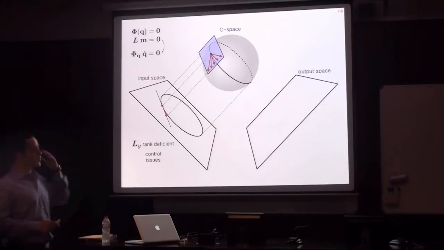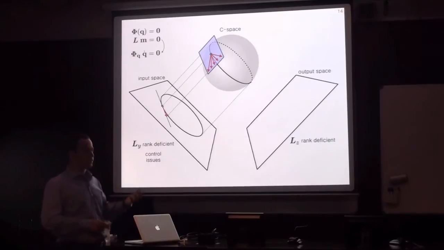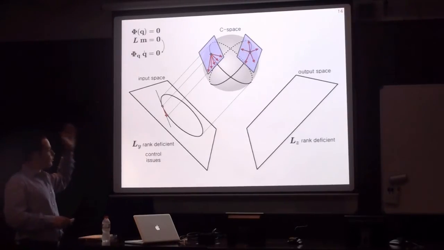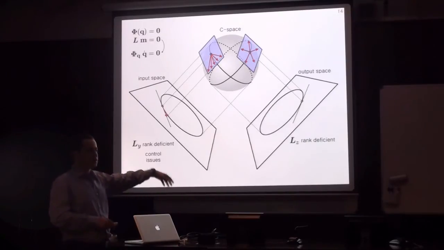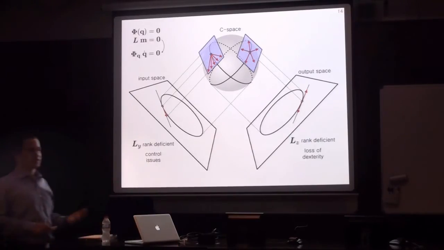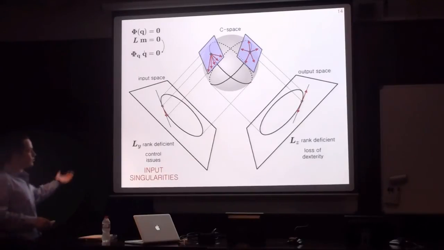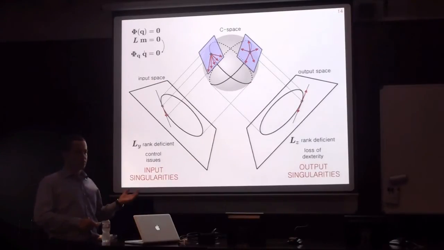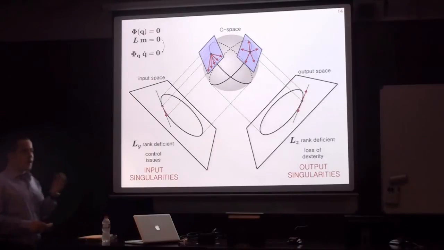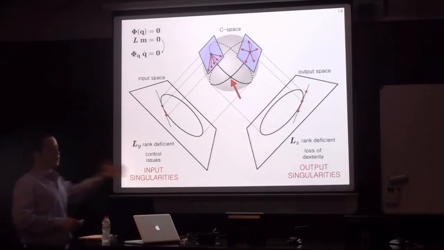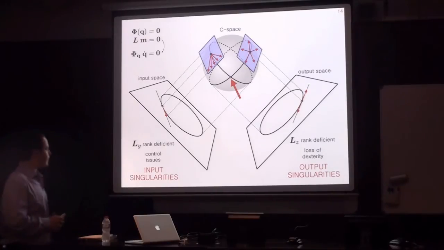A similar thing happens on the other side when Lz is rank deficient. Here, no matter what vector we choose on the tangent space, all of them project onto a line in the output space. And this corresponds to losses of dexterity of the end effector. The first kind are called input singularities, and the second kind are called output singularities. And note that there may be points, like this one, that are both input and output singularities.